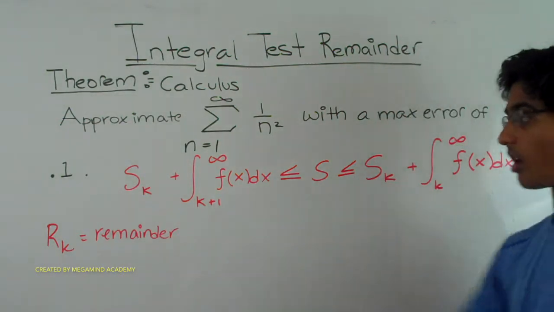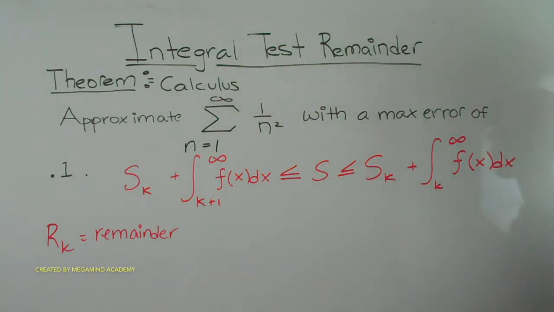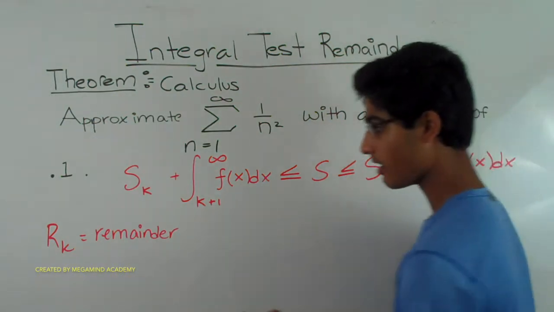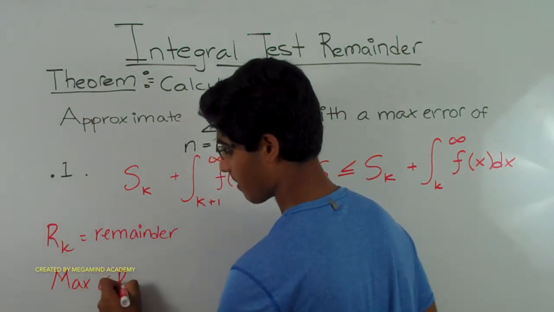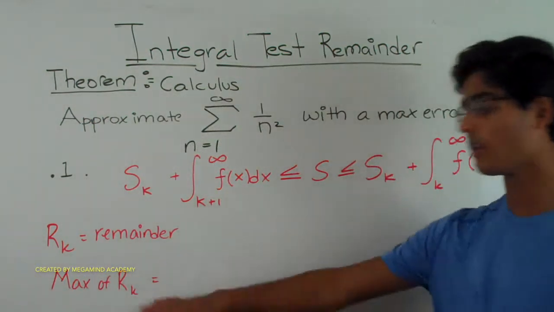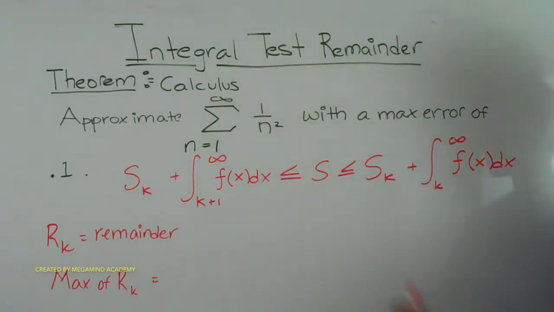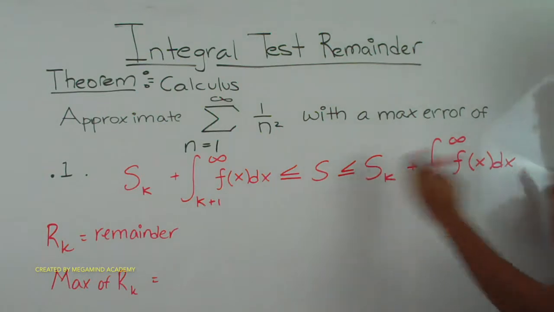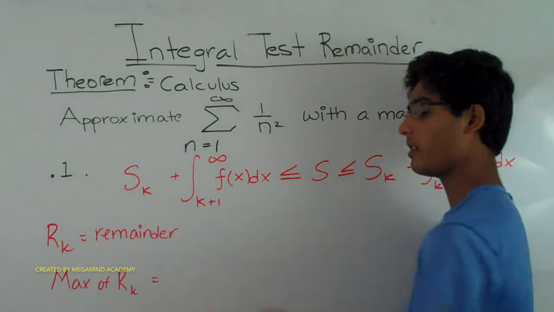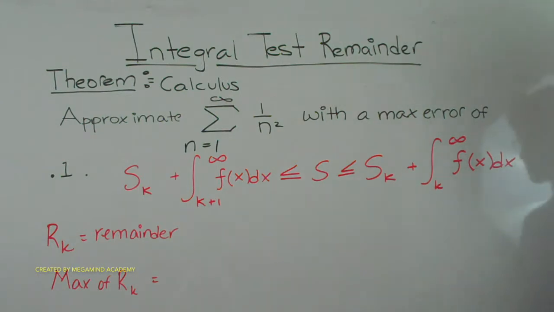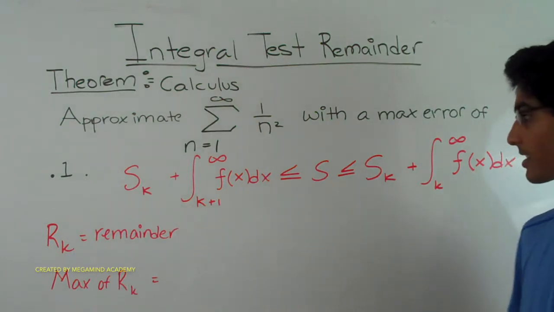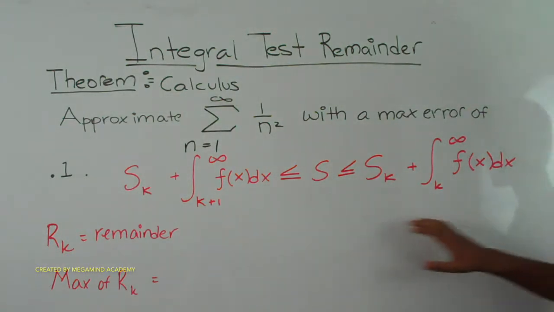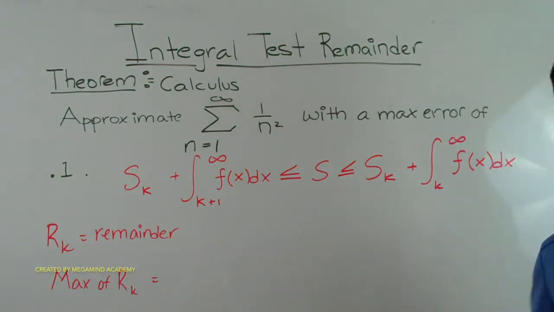So let's see if we can figure out what r sub k is given this. Well, it's simple. The max of r sub k is equal to... now before we move on to this, let's establish one thing here. This is the sum of this series. This is above it and this is below it in terms of value. So basically, this is an upper bound to the sum and this is a lower bound to the sum. So we know that the sum for sure is going to be less than this and greater than this.